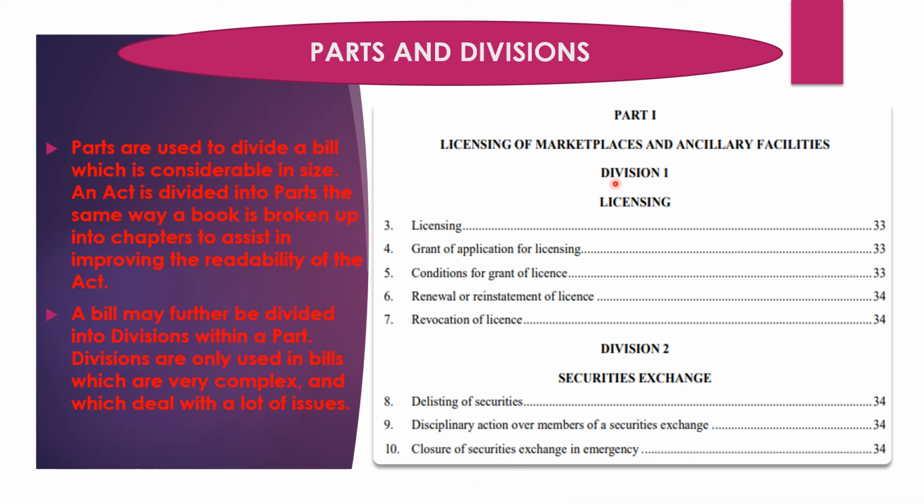So although we have a part that says licensing of marketplaces and ancillary facilities, we have division which further divides the information, and each division speaks to a specific thing. So Division 1 is speaking about the issue of licensing, and Division 2 is speaking to the issue of securities exchange.